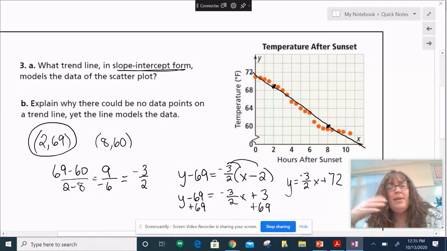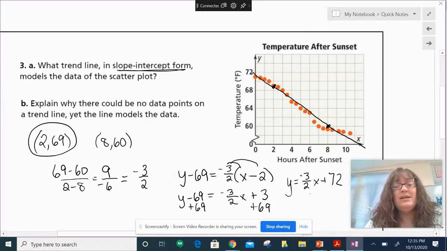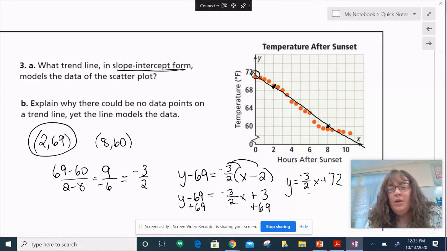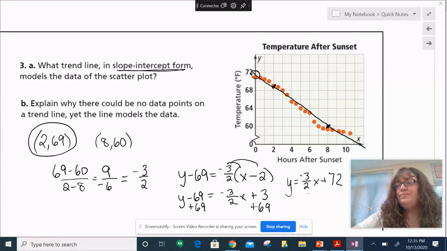And so then again, I'm asking myself these questions. Does my slope appear to be negative? It sure does. Does it seem reasonable to have a y-intercept of 72? And yes, it seems reasonable. Again, mine looks a little bit lower than that on my graph, but it seems like a reasonable answer there.